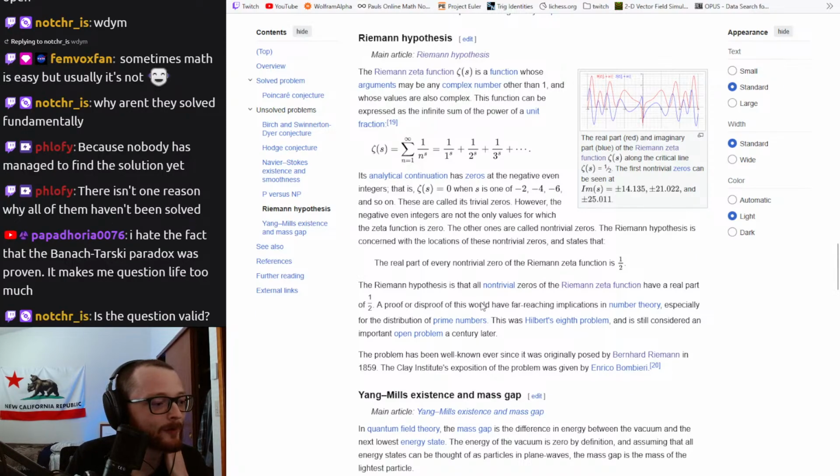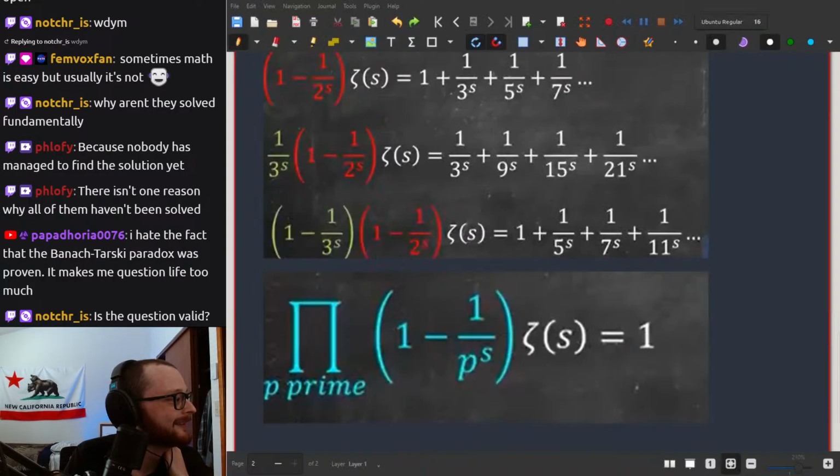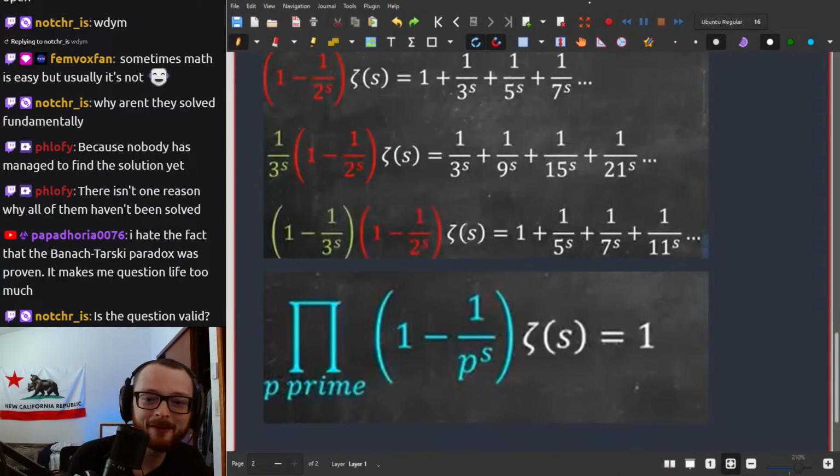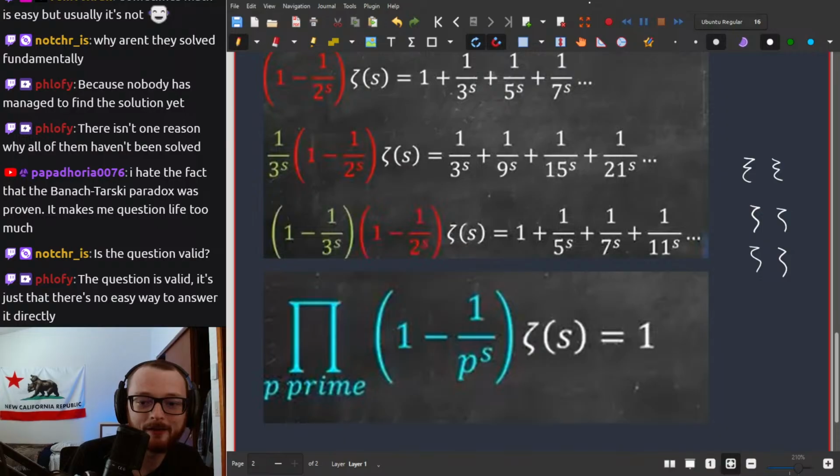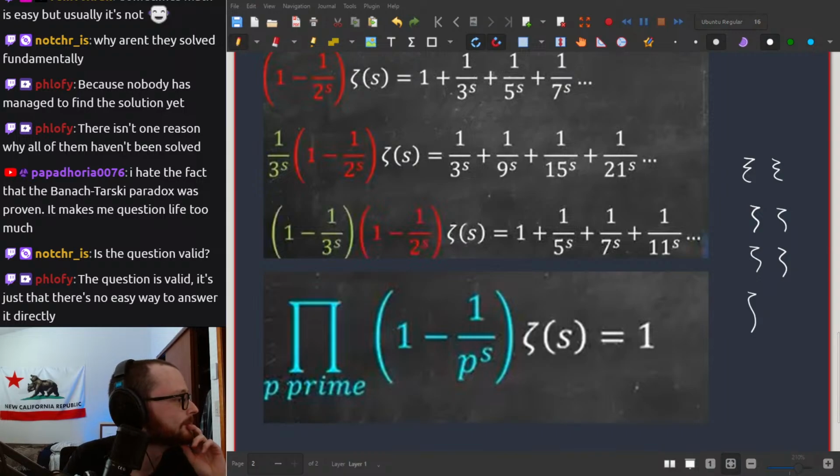Banach-Tarski paradox was proven, makes you question life too much. It is a weird one. I think I've had a lot more practice drawing chi, so I have an easier time drawing it compared to zeta. Zeta just feels so loose. Yeah, I don't know. It looks a little bit like chi too.